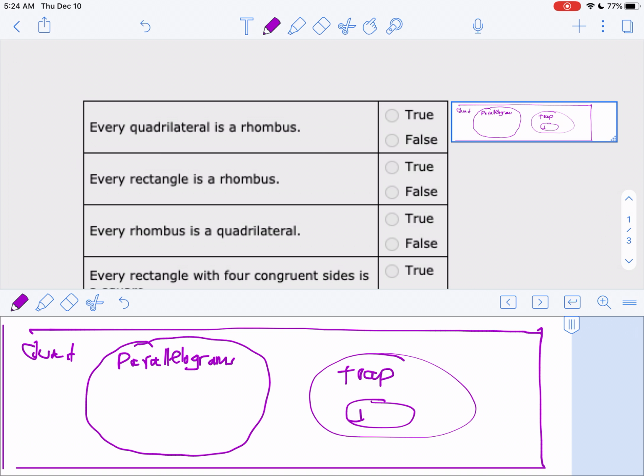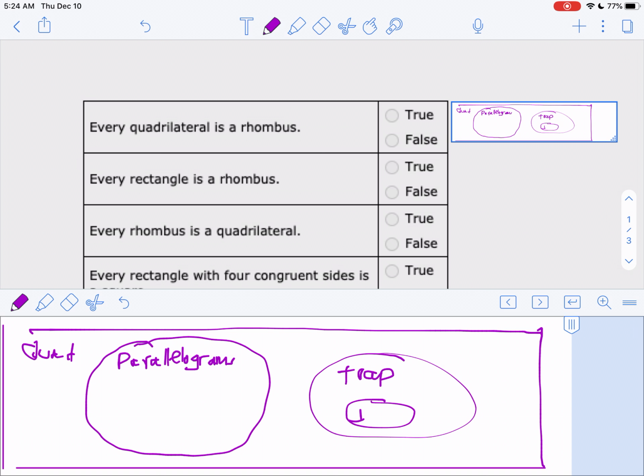Hi, let's take a look at your MT6 LT6 affirmation off your assignment. I'm going to start by reviewing the Venn diagram of all of our quadrilaterals. So what happens is, I'm going to make this Venn diagram, and this is going to represent all of our quadrilaterals. Okay? So this is the quadrilaterals.